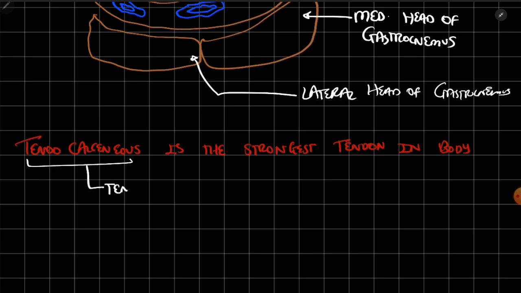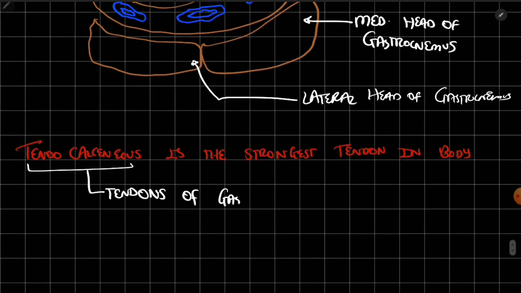So in simple words, the tendons of both heads of gastrocnemius and soleus together form the strongest tendon in the body, the tendocalcaneus joint, and it attaches to the calcaneum, so it is known as tendocalcaneus. In tennis players, the tendocalcaneus often gets damaged.